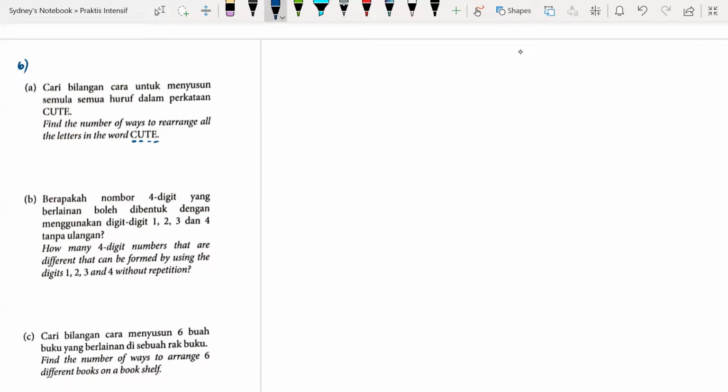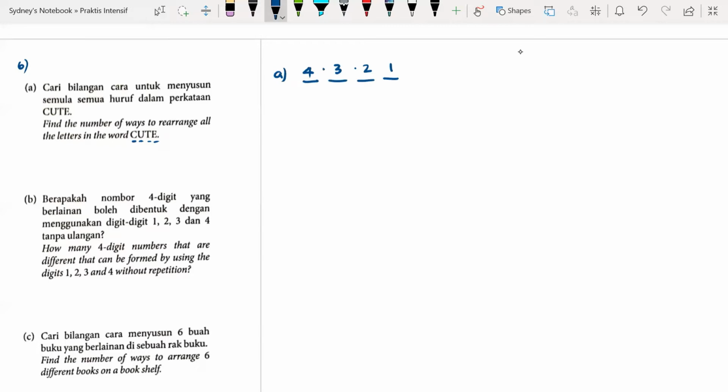So for cute, we have 4 different letters. Therefore, when we need to rearrange them, we create 4 empty slots. For the first empty slot, we have 4 letters to choose from, so we have 4 choices. Followed by the second empty slot, we're left with 3 choices. And the third slot, we're left with 2 choices. And when we're left with only 1 letter, this is the only way that the letter can go. So there is only 1 choice.